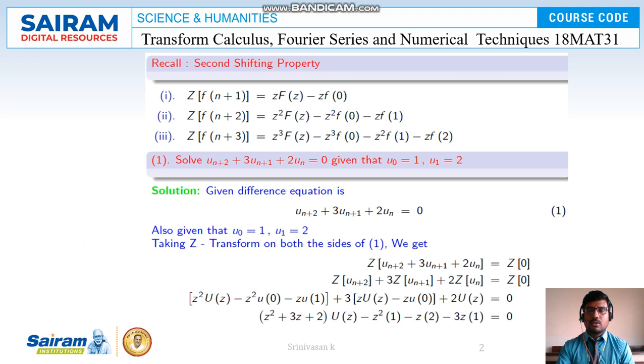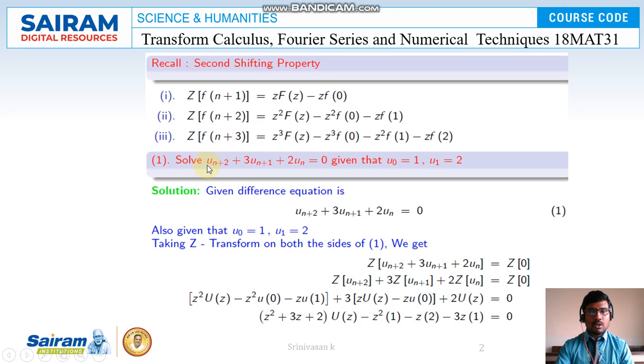Before solving the problems, we remember the important formulas. That is the second shifting property. Z of f of n plus 1 equals z into capital F of z minus z into f of 0. These formulas are very important; we will use these three formulas in the problems. Where we apply them, we will discuss.